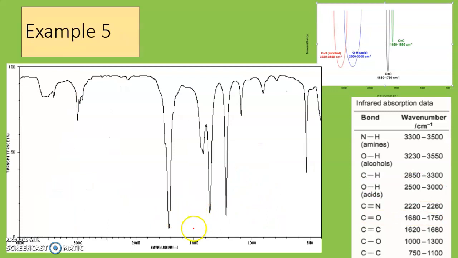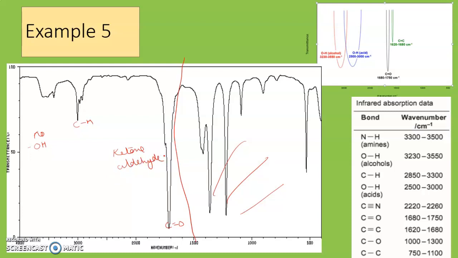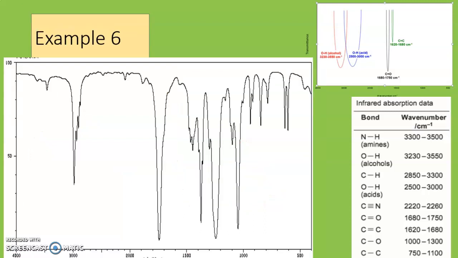Another example here, again, ignore over 1500. You've got 1600, 1700, another C double bond O. There is some CH peak here. Again, because there is no OH peak, that indicates this is either a ketone or an aldehyde. So it could be either. I cannot say for sure which one is which unless I do a Tollens test or a Fehling solution test. This one here again, 15, 16, 17.